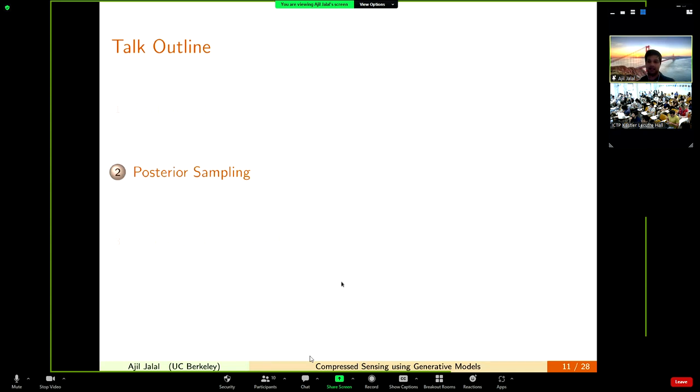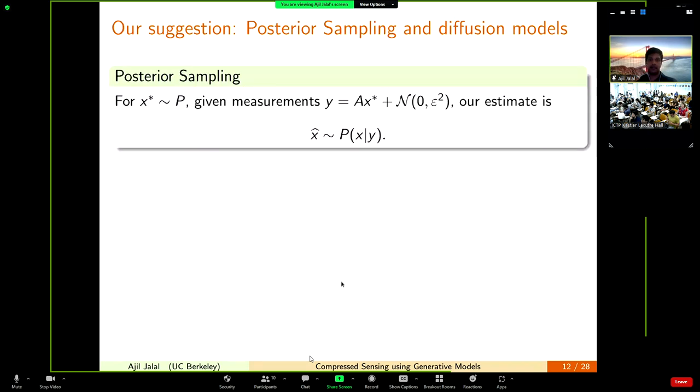Okay. And now we'll talk about how we used diffusion models and posterior sampling in our experiments and in theory. And posterior sampling is a very intuitive algorithm that one can run. So basically it says that assume your distribution had some probability distribution associated with it, and you're given linear measurements with Gaussian noise, then a possible estimate for this unknown x star is to draw x hat, which is distributed according to the posterior distribution of images conditioned on the measurements.